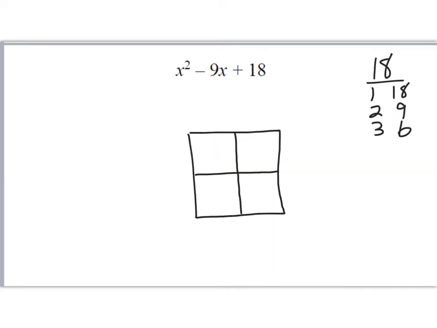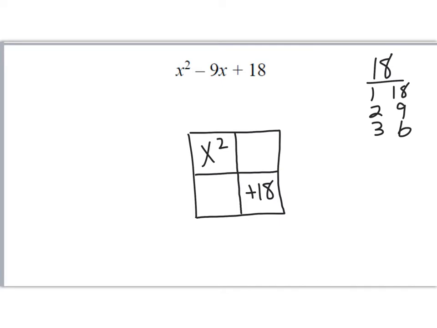Take a look at this one. We are back to having a positive 18 at the end. And I'm actually going to go ahead and put these in here. I know that a positive 18 means that I am finding two numbers that have the same signs, and I'm adding to get to that 9 in the middle. But since the 9 is negative, then both the numbers that I'm adding have to be negative.